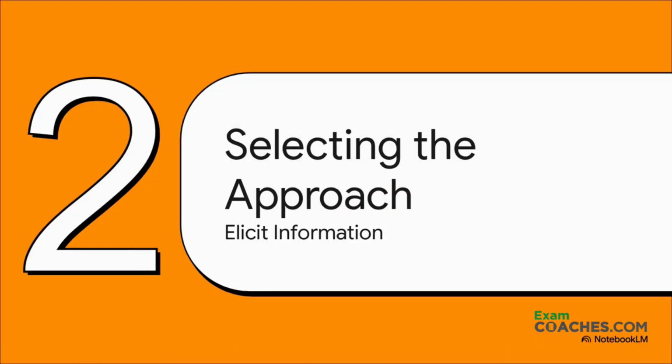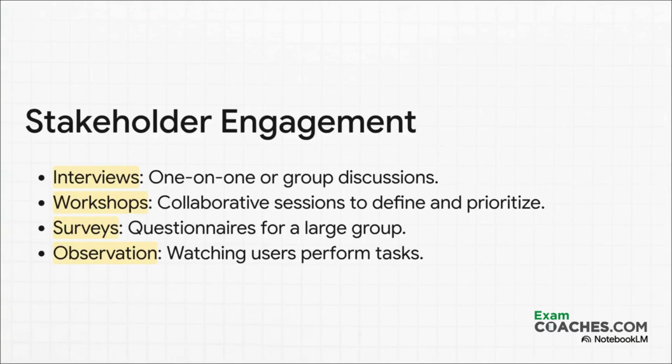But look, having the right tools is only half the battle. How do you actually get the information out of people's heads to put into those tools? That is all about selecting the right approach. The CAPM curriculum points to a few key methods, right? You can do one-on-one interviews to get really deep insights. You can run collaborative workshops to build consensus in a group. You could use surveys to get really broad feedback from a lot of people quickly. Or you could even just use observation to see how people actually work, not just how they say they work. The project's context is what tells you which approach is best.